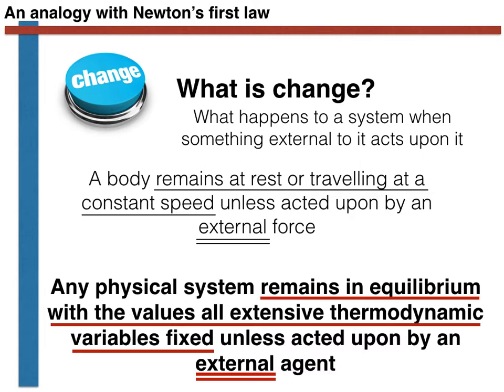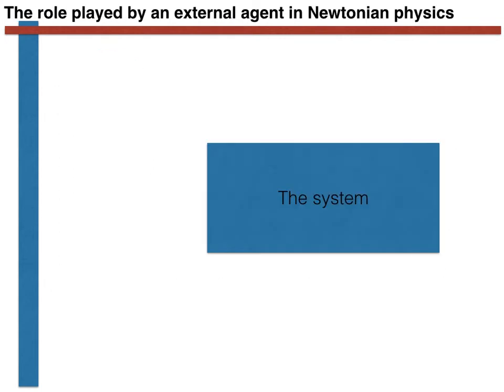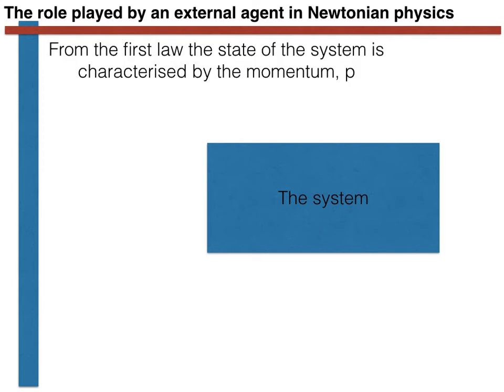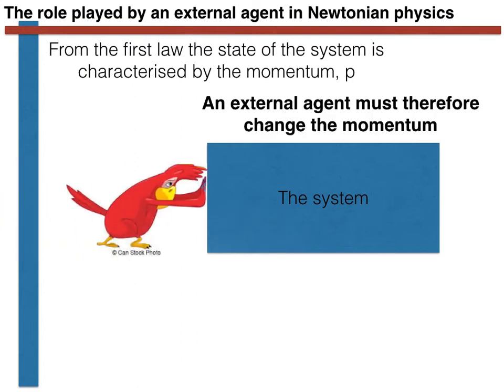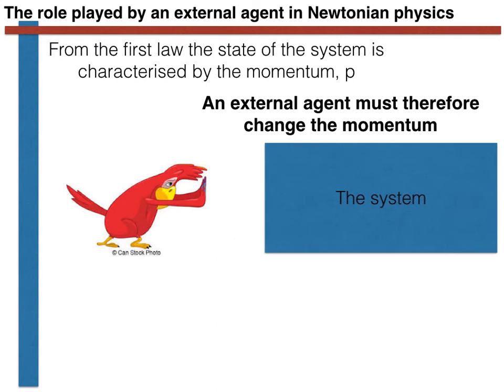Let's now consider what the external agent in thermodynamics can do to the system. Remember, in Newtonian physics, the state of the system, the manner in which the system behaves if it is not acted upon by an external agent, is characterized by the momentum of the system. The external agent must therefore change the momentum of the system. It does so by applying a force, essentially a push or a pull, to the system.